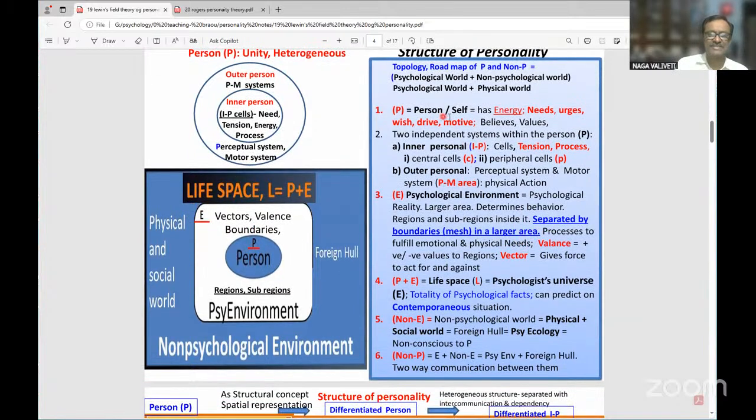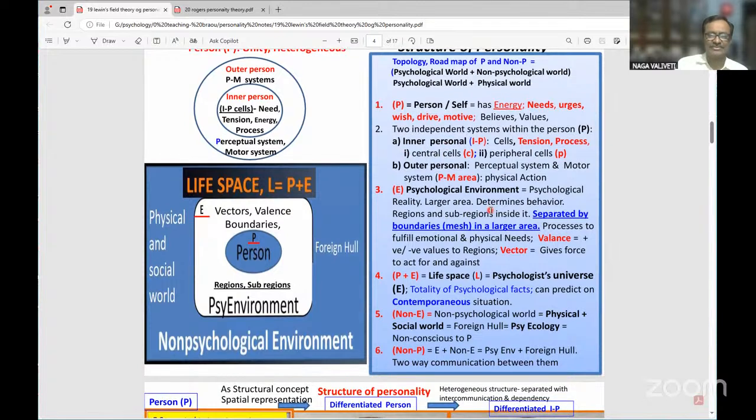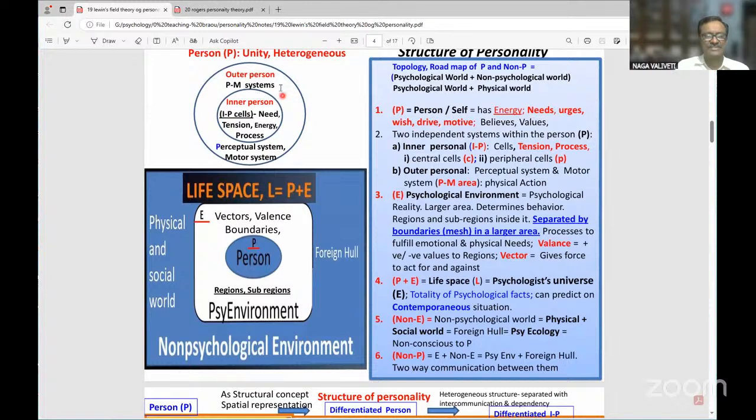Now, what is the person? Self. Internally, there are energy, wish, drive, motive, belief, values. So many things are there. There are two independent systems in the inner P: central cells and peripheral cells. I am just reviewing again. In the outer person, there are the perceptual system and the motor system, and physical action takes place from this.